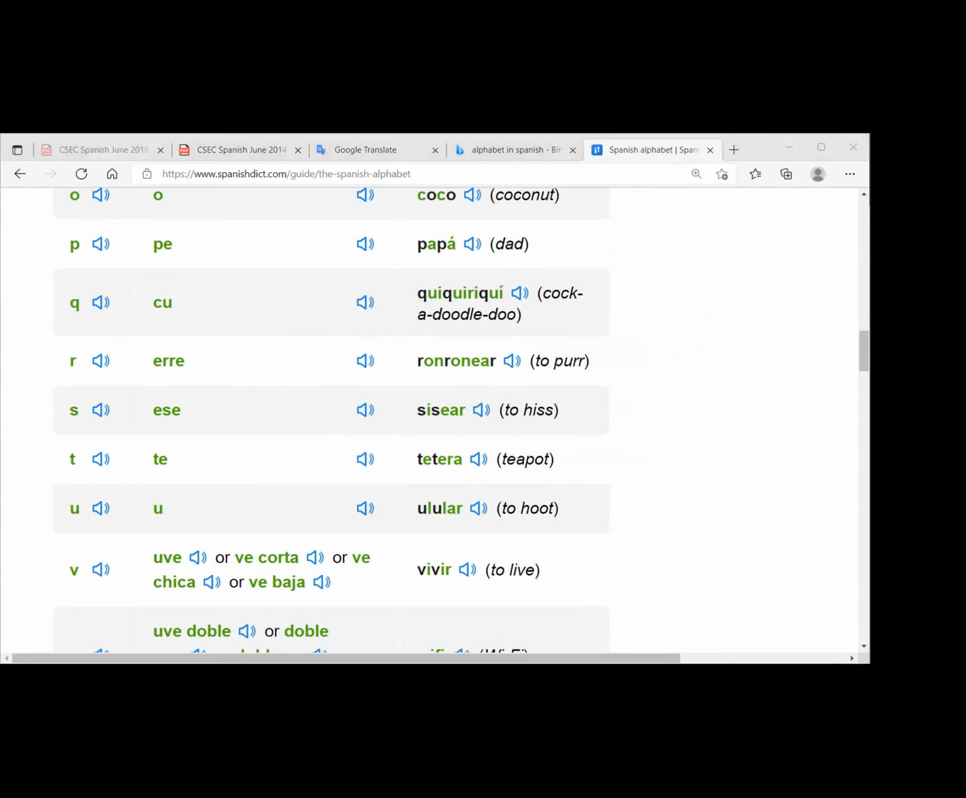I think in the last class, we made a difference. This is a very common confusion English speakers have. You have papa, which is potato, and you have papa, which is dad. Very different, right? So a lot of English speakers end up calling their fathers potato. So you have to be mindful of where you put the stress. Papa is dad. Papa is potato.